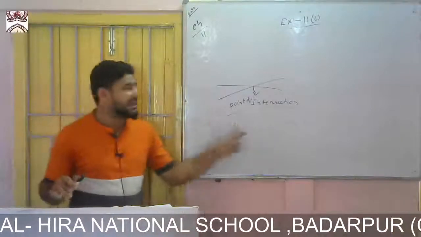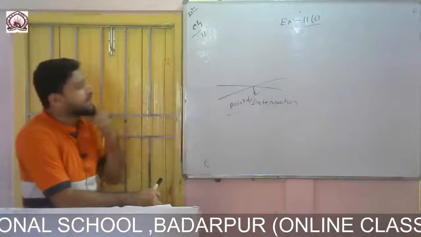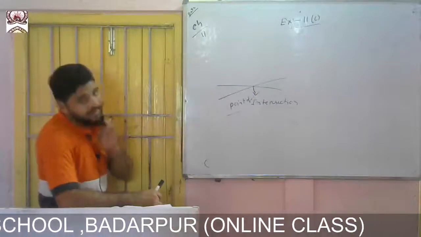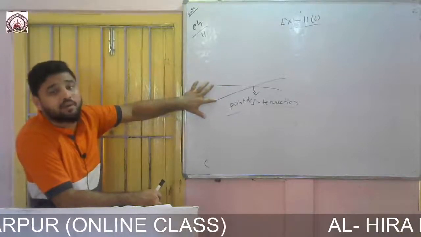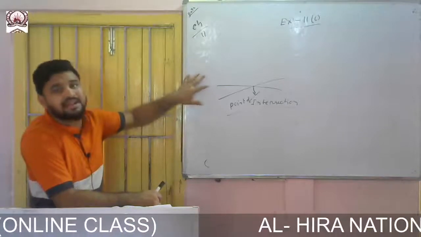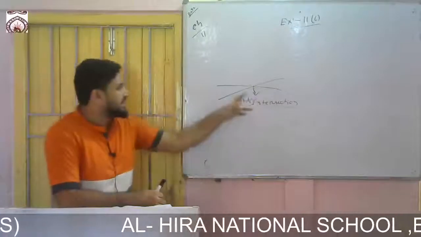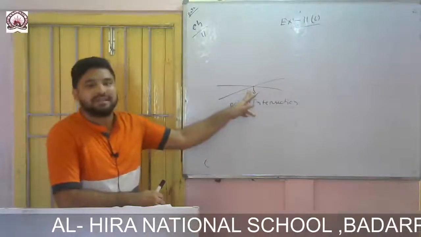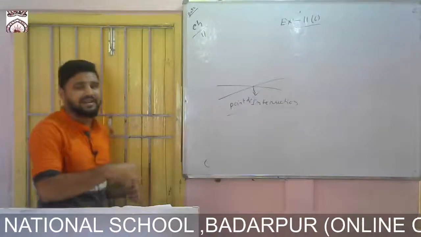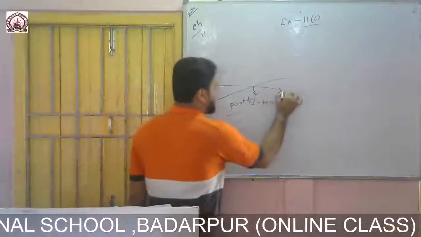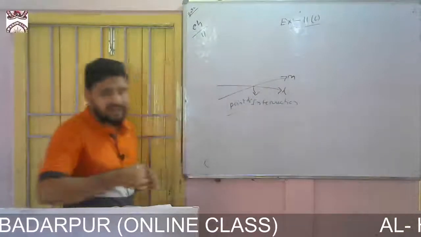Or we can say that if they have one common point, then these two lines are intersecting lines. Why are they intersecting lines? Because they have one intersection point. They meet at one common point. So they are called intersecting lines. If I take this one line as L and this one line as M, so L and M are intersecting lines.